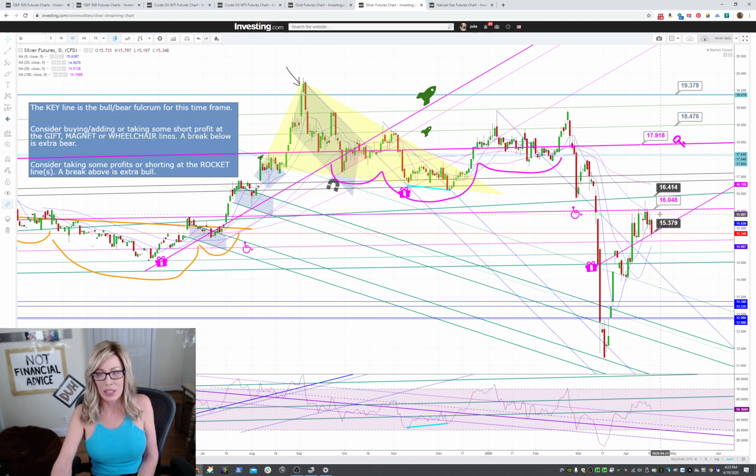I don't know. Maybe it's going to spend the week consolidating in this triangle. I don't know, but these are the pivots I'm watching, and I'm looking for closes above and below to figure out what to do.